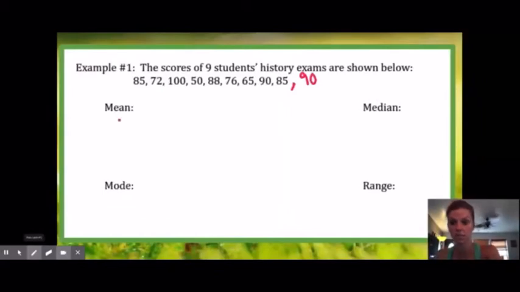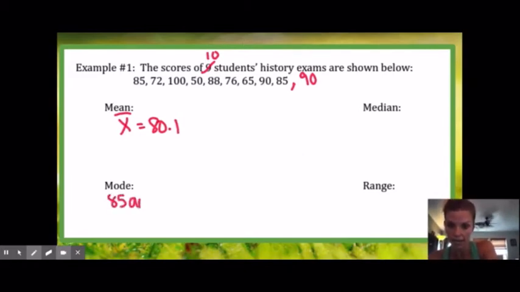Okay, so let's find the mean. To find the mean, we add them all up. 85 plus 72 plus 100 plus 50, 88, 76, 65, 90, 85, and 90. Divide by the total. Now I have 10 people here, right? Don't want to divide by 9. I have 10 total scores because this person's now here. So divided by 10. And the average is 80.1, or just 80. So what happened to that average? That person that got a 90 made it go up a little bit, right? The mode here is now 85 and 90, because they both occur twice. There's 2 modes.